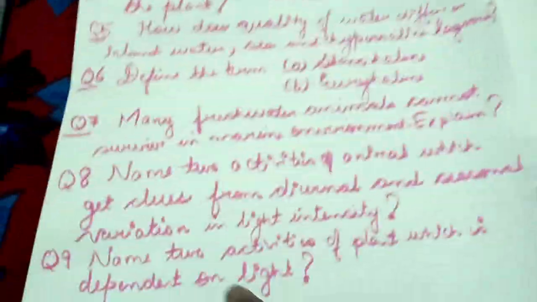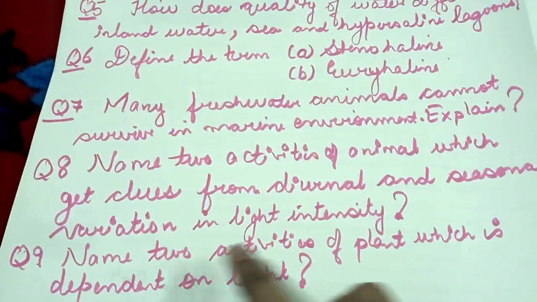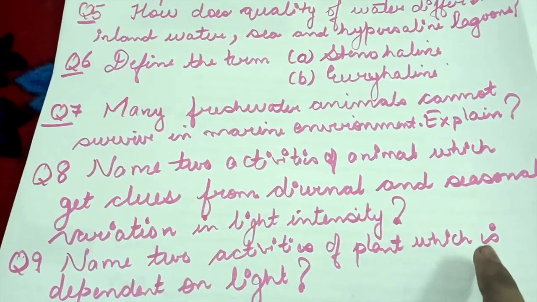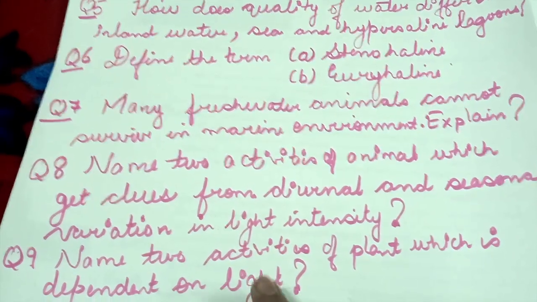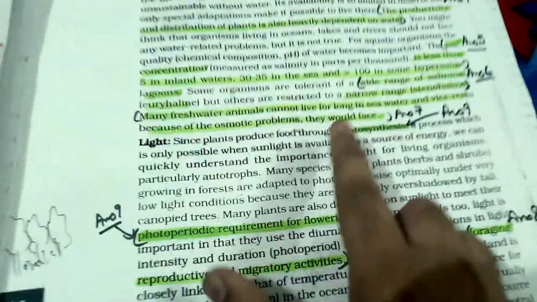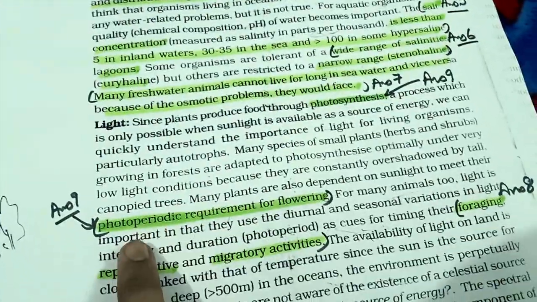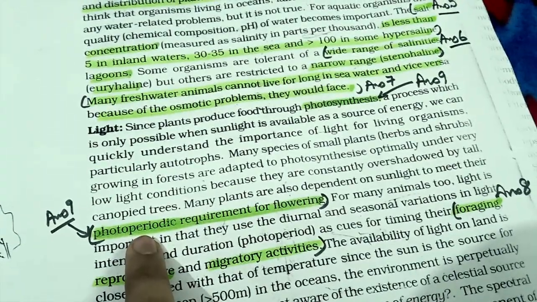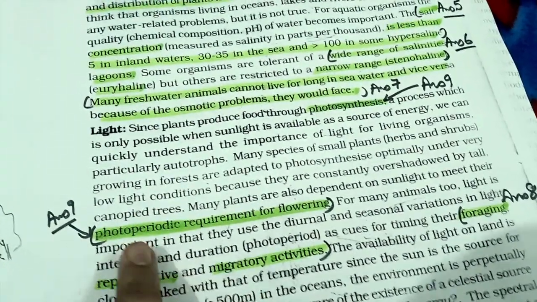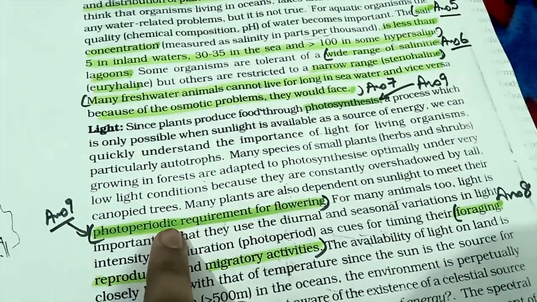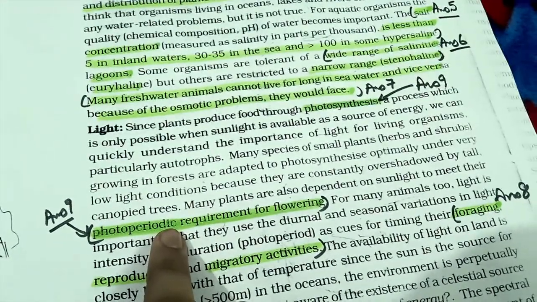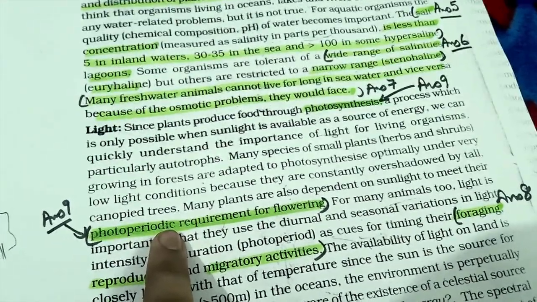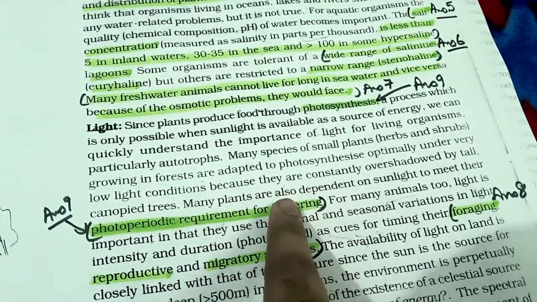The next question, that is, name two activities of plant which is dependent on light. The answer is right given here. Photosynthesis and photoperiodism are the two activities of plant that is dependent on light. We know photoperiodism means the flowering of plant in response to light. So you can also write flowering.